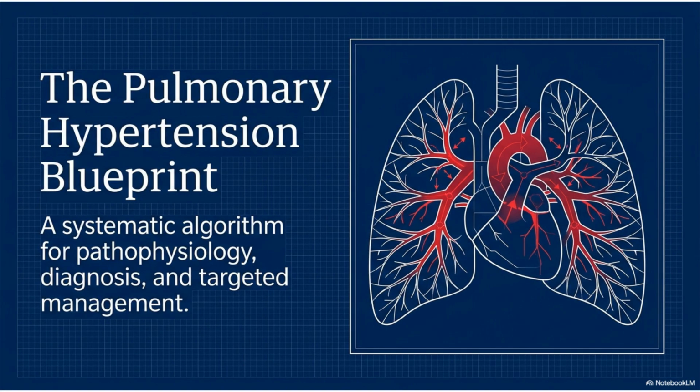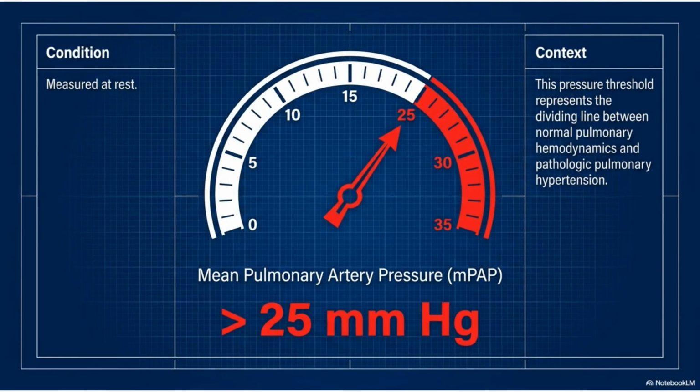Welcome to the Pulmonary Hypertension Blueprint, a systematic algorithm for pathophysiology, diagnosis, and targeted management. Pulmonary hypertension is defined by a mean pulmonary artery pressure, or MPAP, greater than 25 mm Hg measured at rest. This threshold distinguishes normal from pathologic pulmonary hemodynamics.